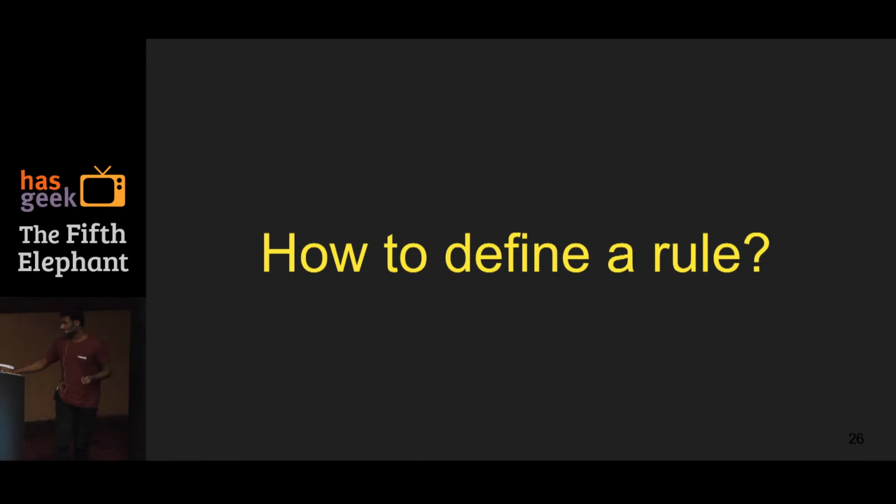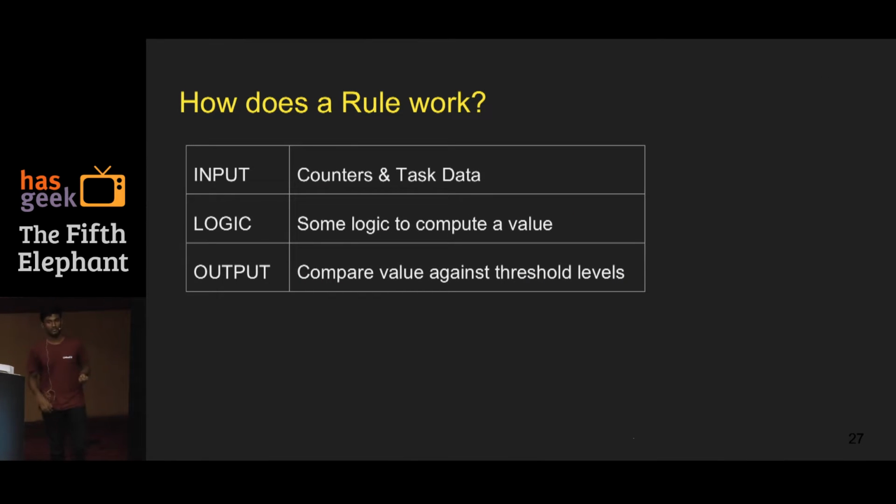So how do you define a rule? A rule has an input, a logic, and an output. The input are the task counters, the task data, all the inputs for MapReduce. And then you do some logic over these task counters, you compute a value, and then say if this is greater than a threshold, then you classify that job as critical. If it's less than this threshold, then you say it's green.